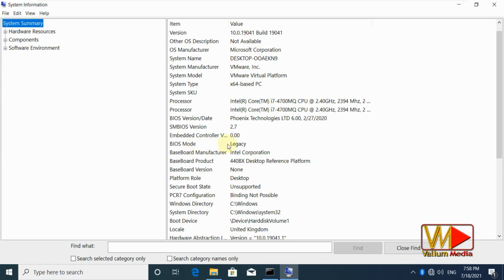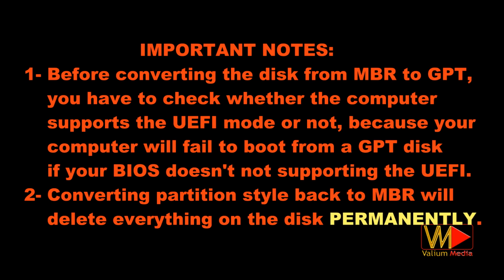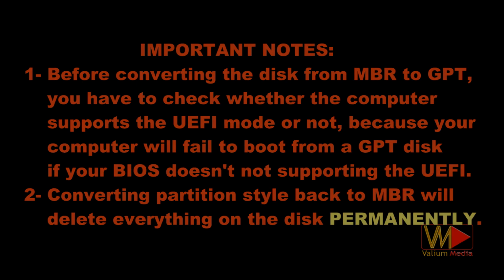If BIOS mode is legacy, you must convert the partition style of the Windows disk from MBR to GPT in order to enable UEFI and then enable secure boot, because secure boot is only available in UEFI mode, and UEFI can't be enabled if the disk scheme is MBR. But before converting the disk from MBR to GPT, you have to check whether the computer supports the UEFI mode or not, because your computer will fail to boot from a GPT disk if it does not support UEFI. Also, converting the partition style back to MBR will delete everything on the disk.